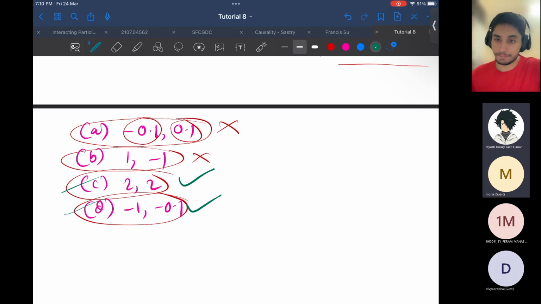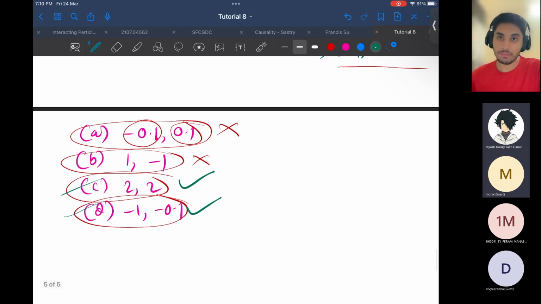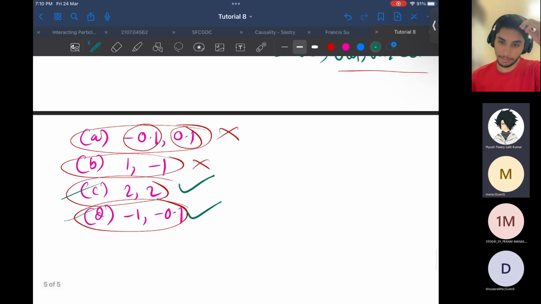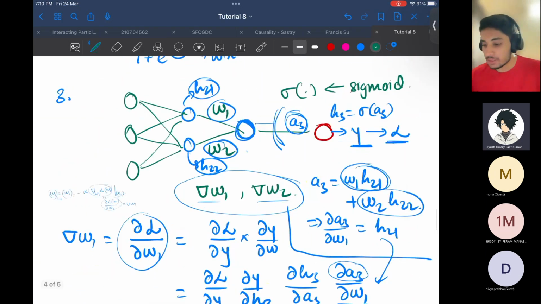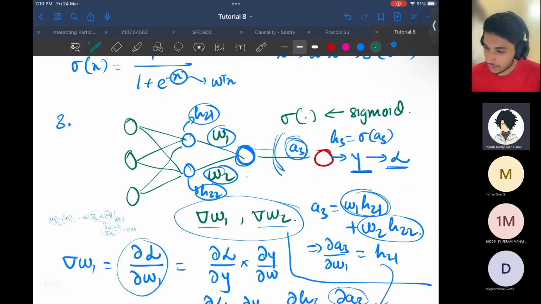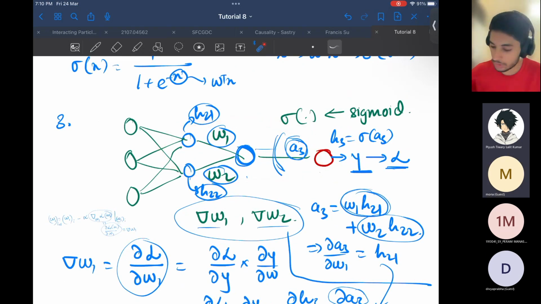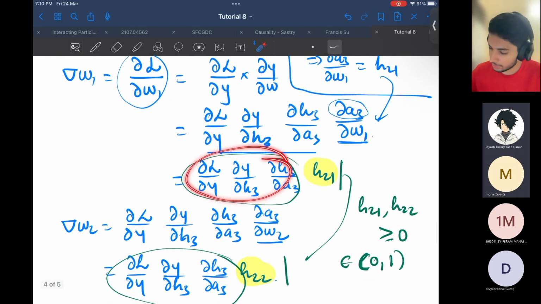Does this condition always hold, that the gradients at a layer will be all positive or all negative in a layer? Well, it depends on the architecture. In particular, in this architecture, it turned out that there was a common term here and here, right?